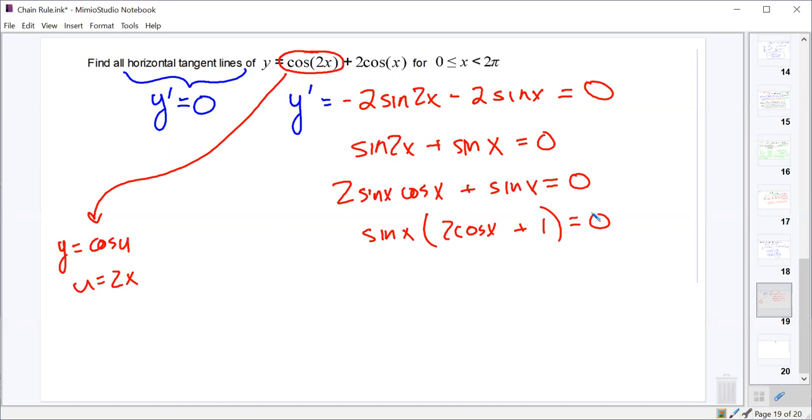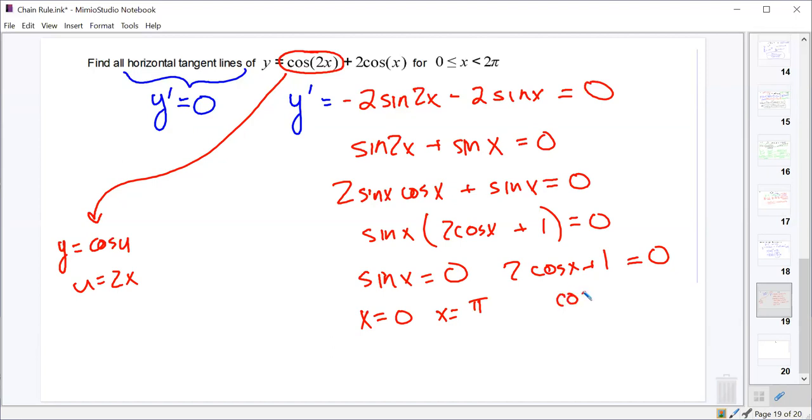And a lot of times people want to divide by sine at this point. You can't divide by the trig functions because that eliminates some of the answer choices that you might have gotten. So we'll say sine x equals 0, and we'll say 2 cosine x plus 1 equals 0. And when does sine equal 0 on the interval from 0 to 2 pi? x equals 0 and pi. And it would be 2 pi, but we've got non-inclusive on the 2 pi up there, so we will ignore that.